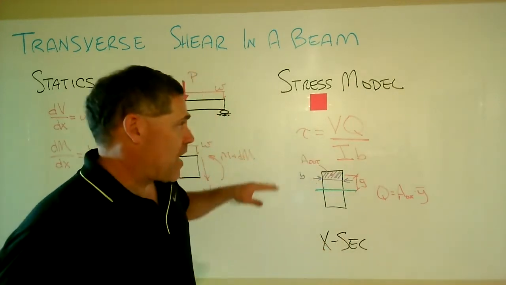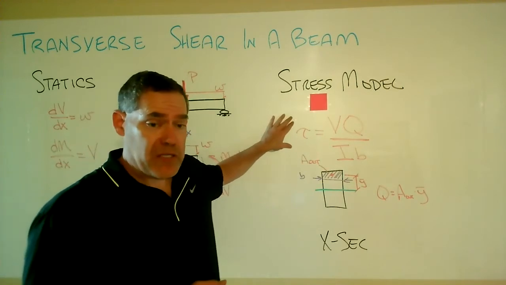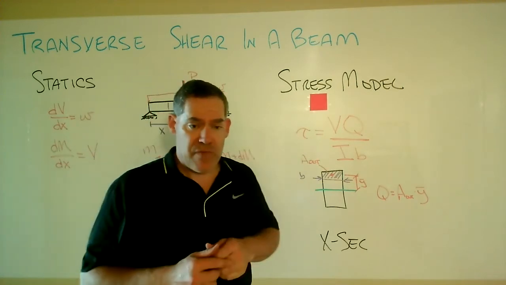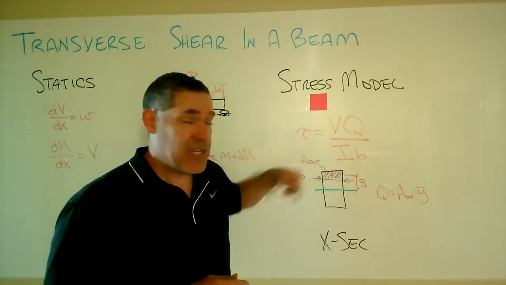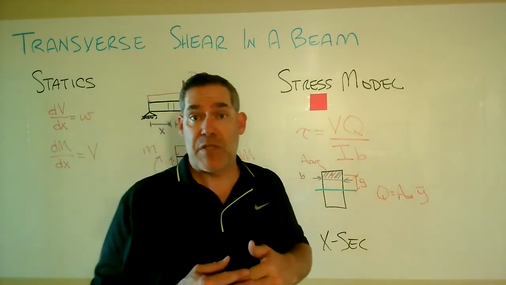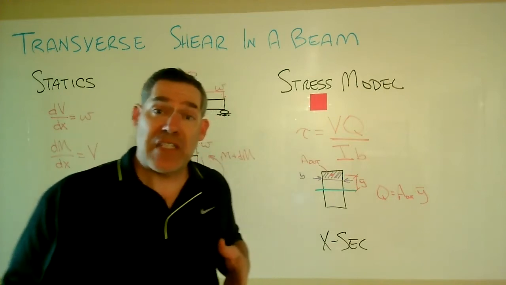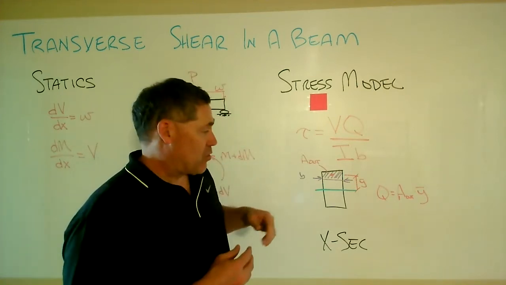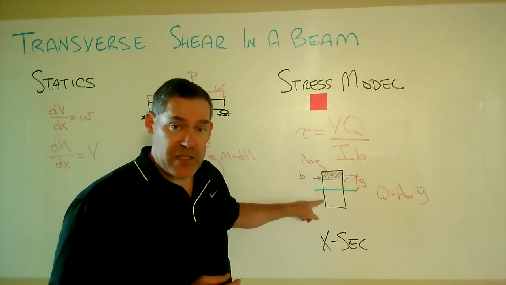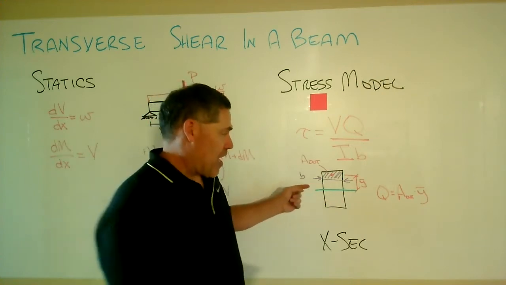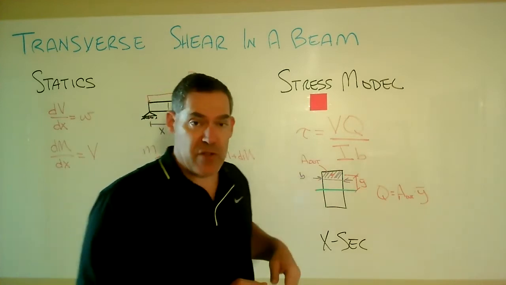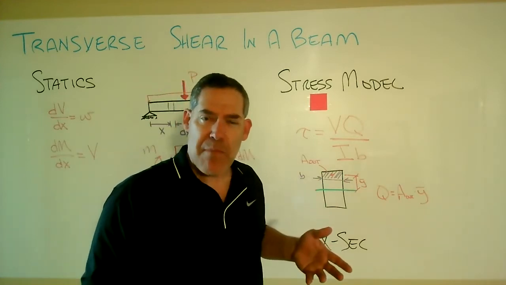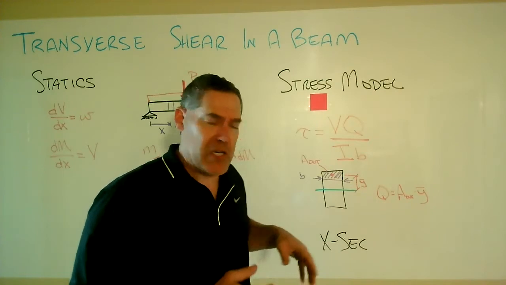The bottom line on that is that our stress model will turn out to be this thing called tau equals VQ over IB. We know the V, that's just the internal shear. We know the I, the second moment of area, that's associated with the bending axis. But we haven't seen this capital Q nor this little lower b. If this is the cross section here, then what will turn out is that somehow that b is a width parameter that in this rectangular one would be the same no matter where we're at. But in general, that may vary across the cross section.